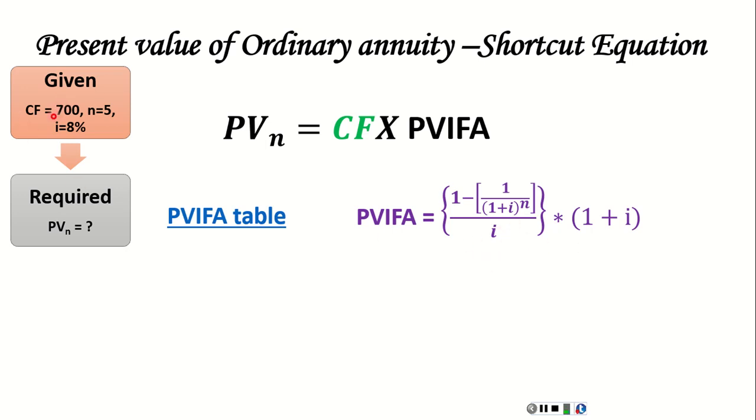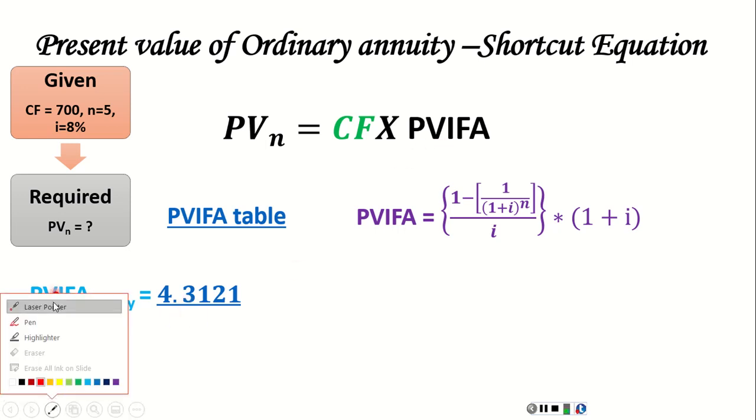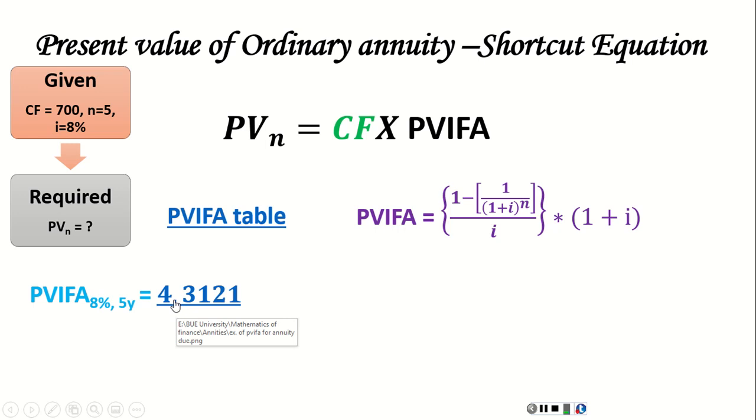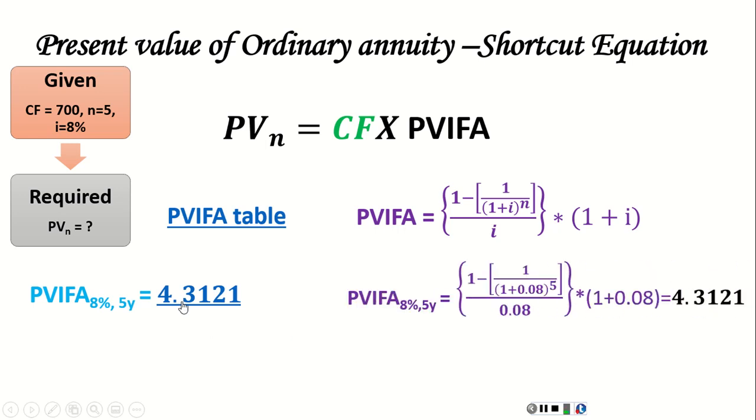Our exercise: each amount received from Mr. Ahmed equals 700 over the next 5 years, and each bank requires 8%. So find the present value. To find the present value, we have to calculate the present value interest factor. From the table, we can get this amount, which is 4.3121.